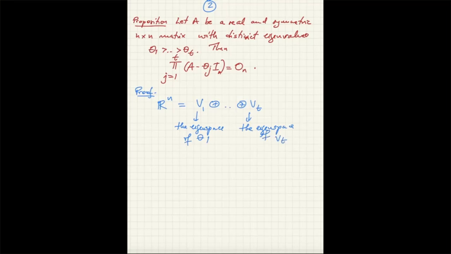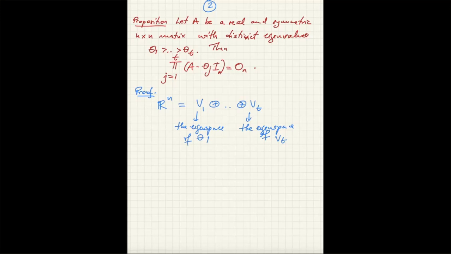This is one of the most important theorems in linear algebra and in spectral graph theory. It tells you that any vector from R^n is a unique linear combination of eigenvectors of the matrix A. And now, if I want to prove that a certain matrix equals 0, I can just show that it kills all the eigenvectors, which come from these spaces V1, ..., Vt.